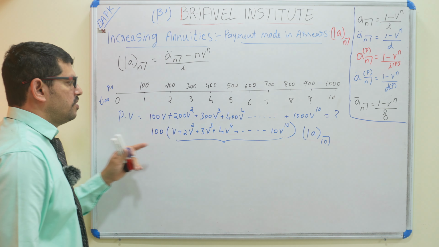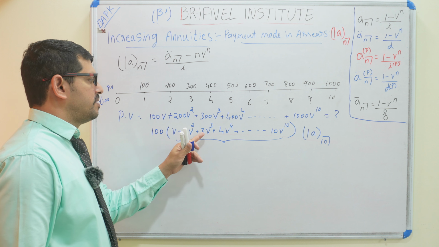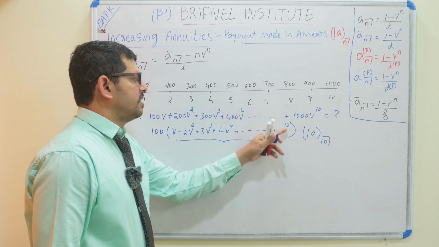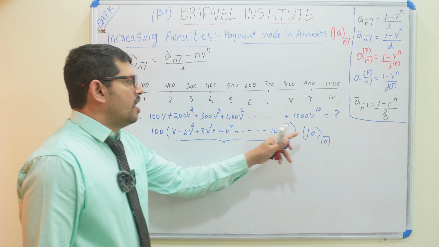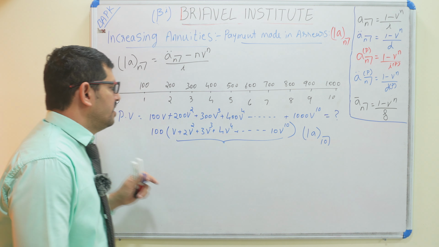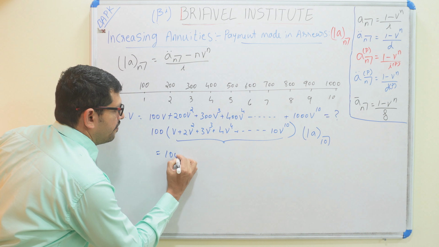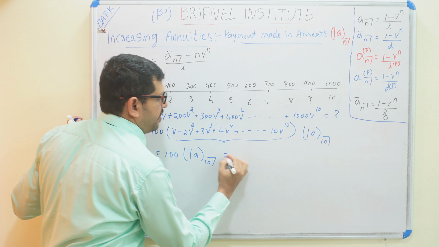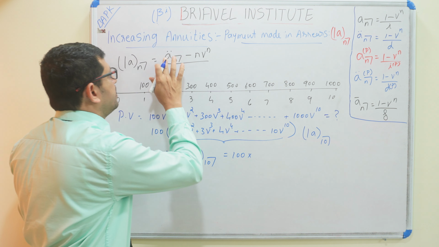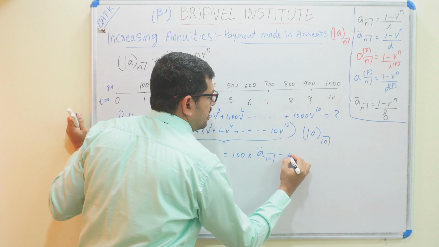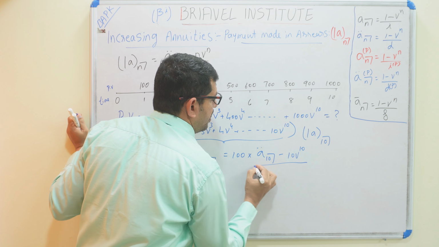(Ia)10. So this v plus 2v square plus 3v cube plus 4v raised to 4, up to 10v raised to 10, we can call an increasing annuity. 1 unit increasing annuity, I can write (Ia)10. So we will get 100 times (Ia)10. How to find it? Multiply with ä 10 minus 10v raised to 10, divided by i.